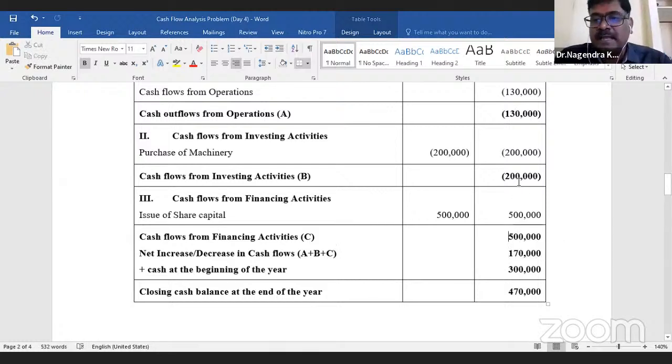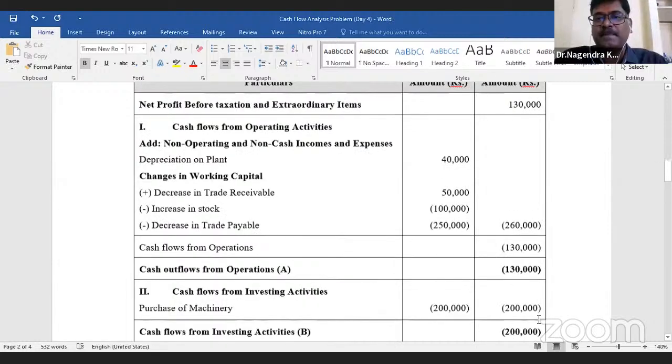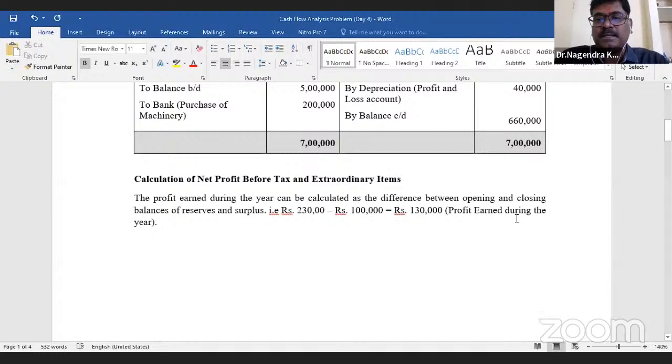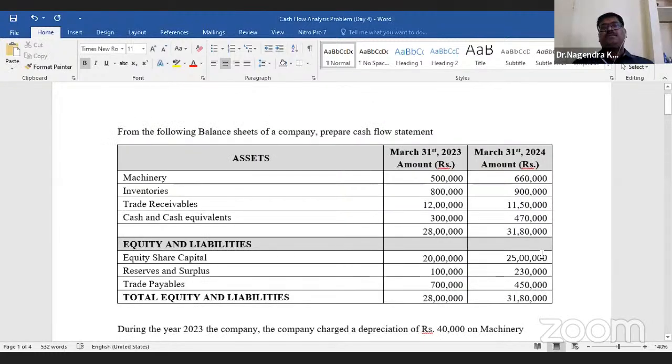That means this 5 lakhs minus 2 lakhs and this 1,30,000 will give you the actual cash flows that were generated, cash inflows. If it is negative, then it is a cash outflow. And when we add the cash that was at the beginning of the year to the cash generated during the year, we will get the cash balance at the end of the year. At the end of the year, that is 4,70,000. Here, the cash balance is 4,70,000.